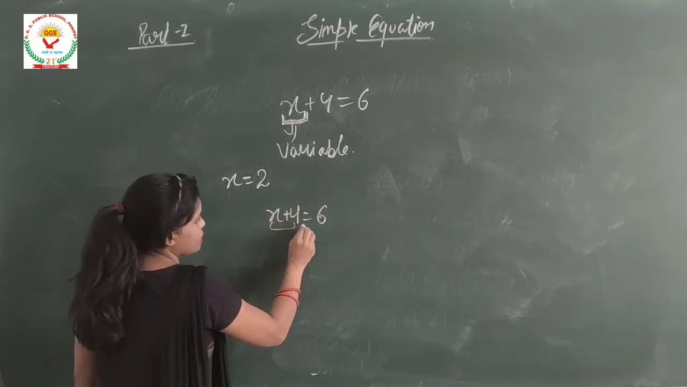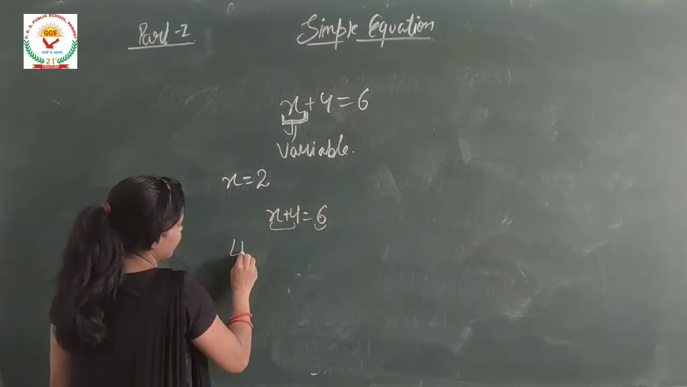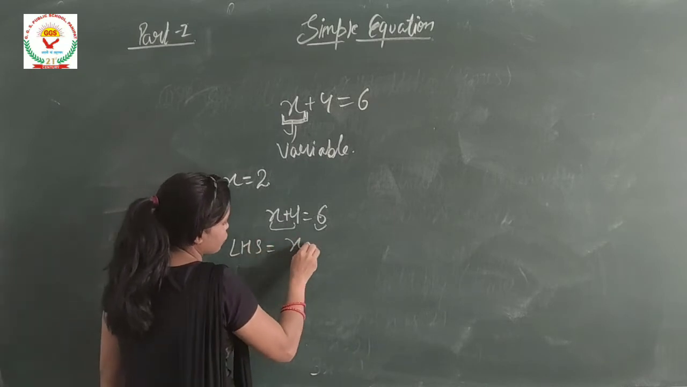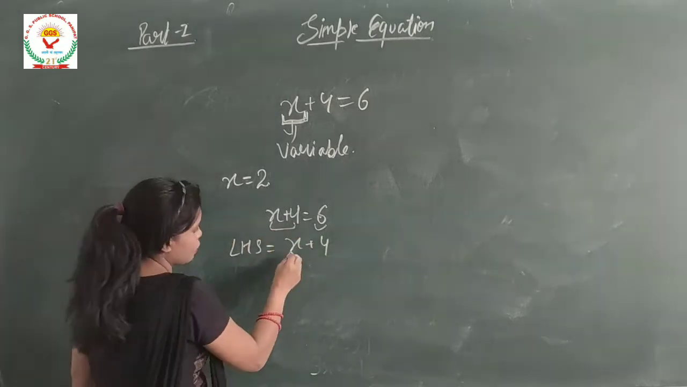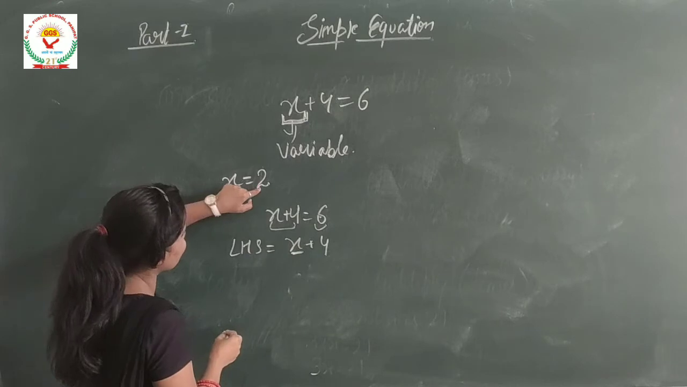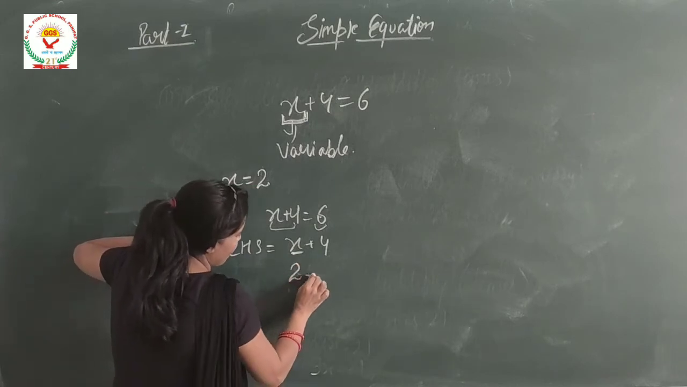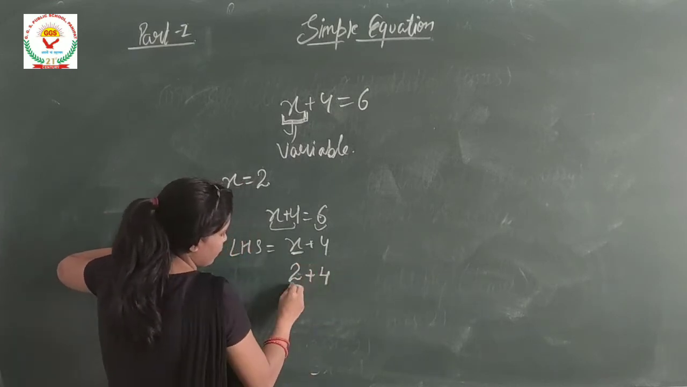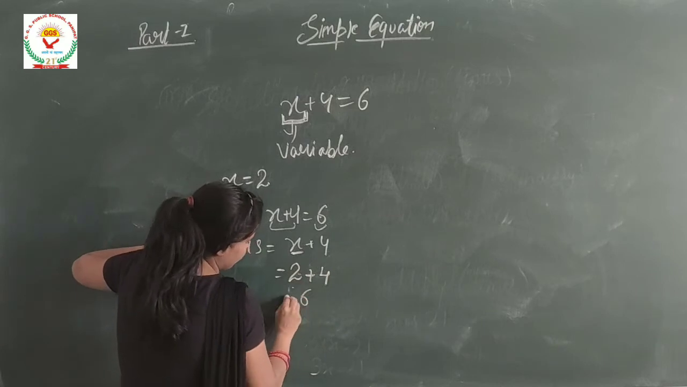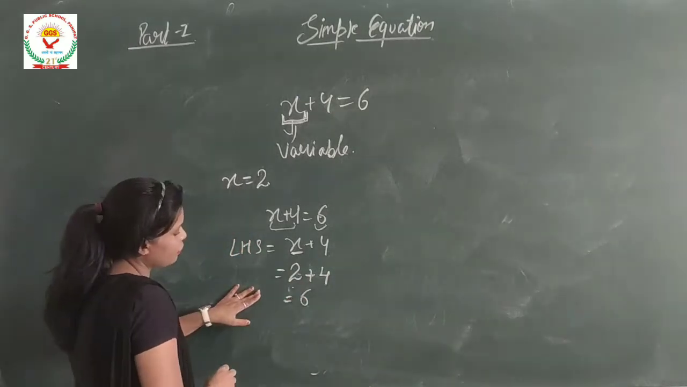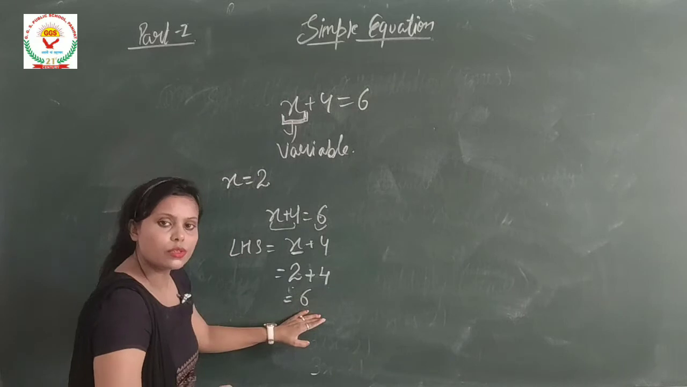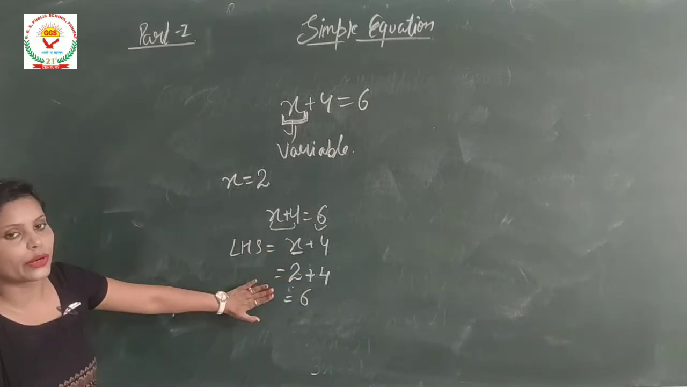So we have LHS and RHS. LHS is equal to x plus 4. So here in the place of x we will write 2 plus 4, which will be equal to 6. So from here we get LHS is equal to 6. This is how we will put the value.